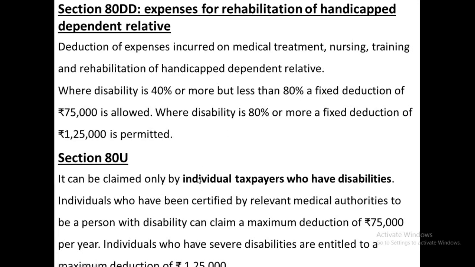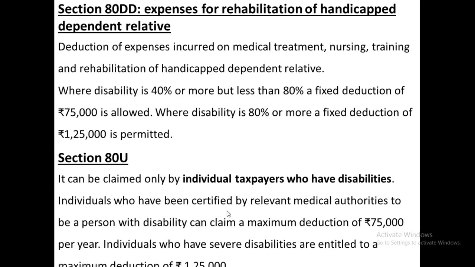So the major differences between 80DD and 80U is that 80DD will be given for the assessee's relatives, not to the assessee. So he can claim if expenditures are incurred on the rehabilitation of handicapped dependent relatives like a spouse or children or father or mother. If any expenses are incurred for himself on the diseases, that will be allowed under section 80U.